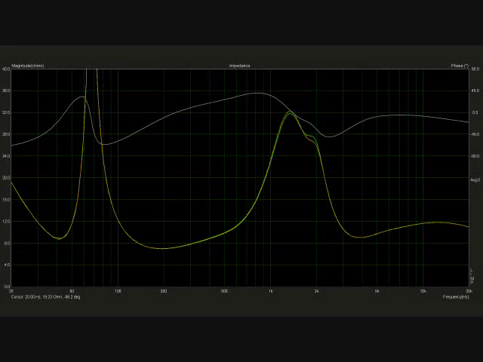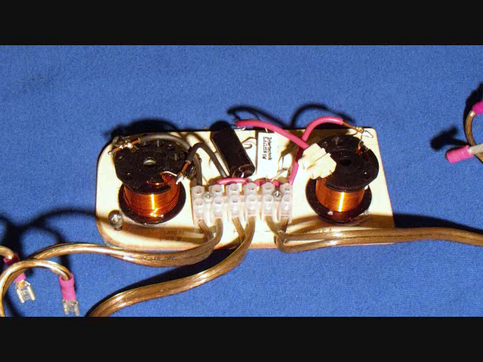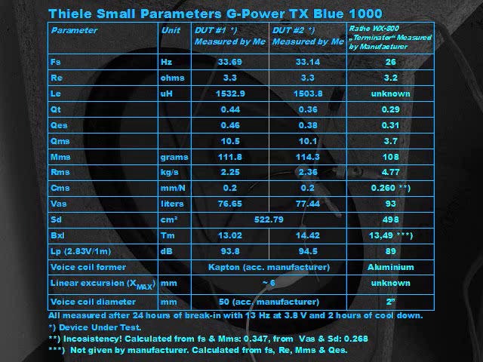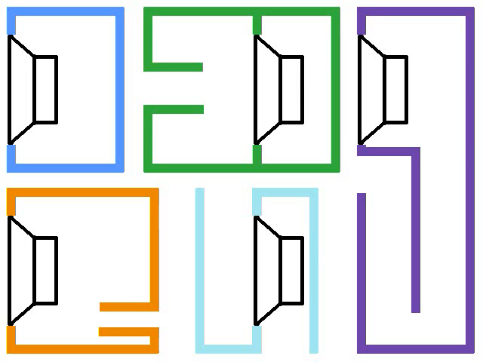That's all for today. Next planned topics are impedance response, crossover networks, distortion plot, waterfall spectrum, Thiele-Small parameters, and various enclosure types. If you have other suggestions, please write a comment below.